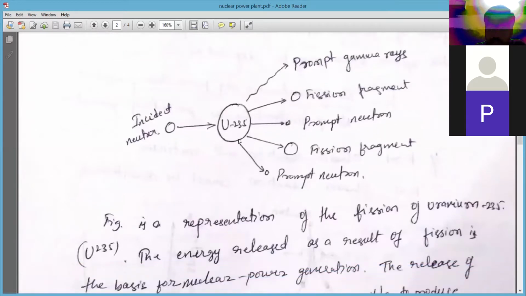What is the fission reaction? When a neutron is bombarded on one atom of uranium-235 and it gives continuation, that is a fission reaction, the splitting of one nucleus.